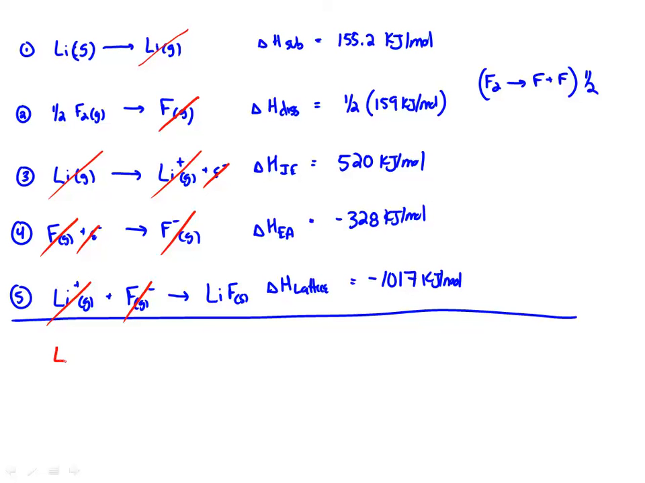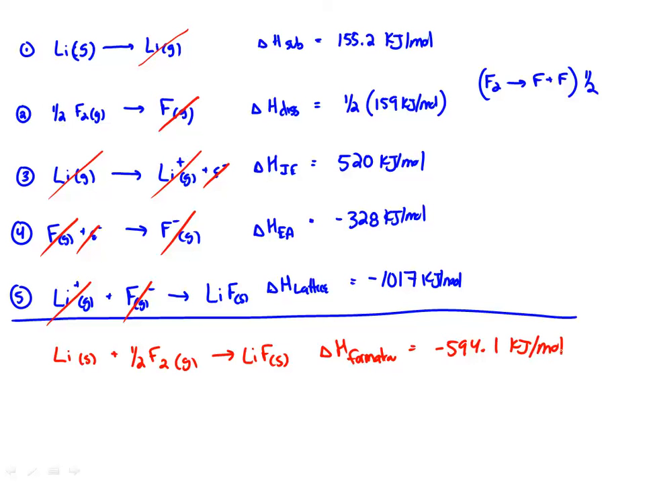So notice that I'm just left with that original reaction that I wrote, lithium solid plus 1/2 of a fluorine gas goes to LiF solid. And so that's the delta H of formation. And that really should be the sum of all those values, and so that should be minus 594.1 kilojoules per mole. And so the idea is that that delta H of formation is simply equal to delta H for the first step plus delta H for the second step plus delta H for the third step plus, you got the picture, delta H for the fourth step and delta H for the fifth step.